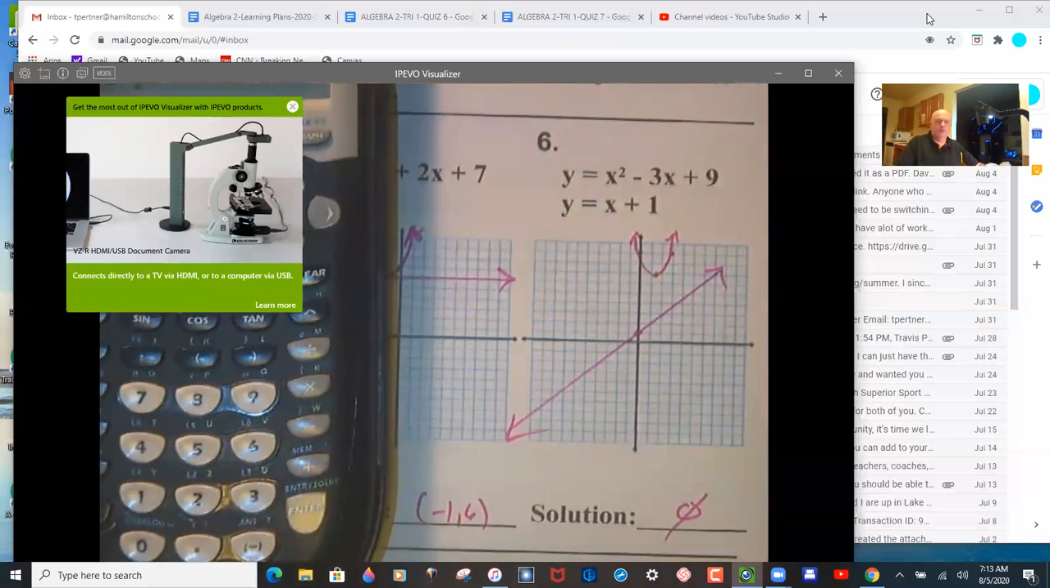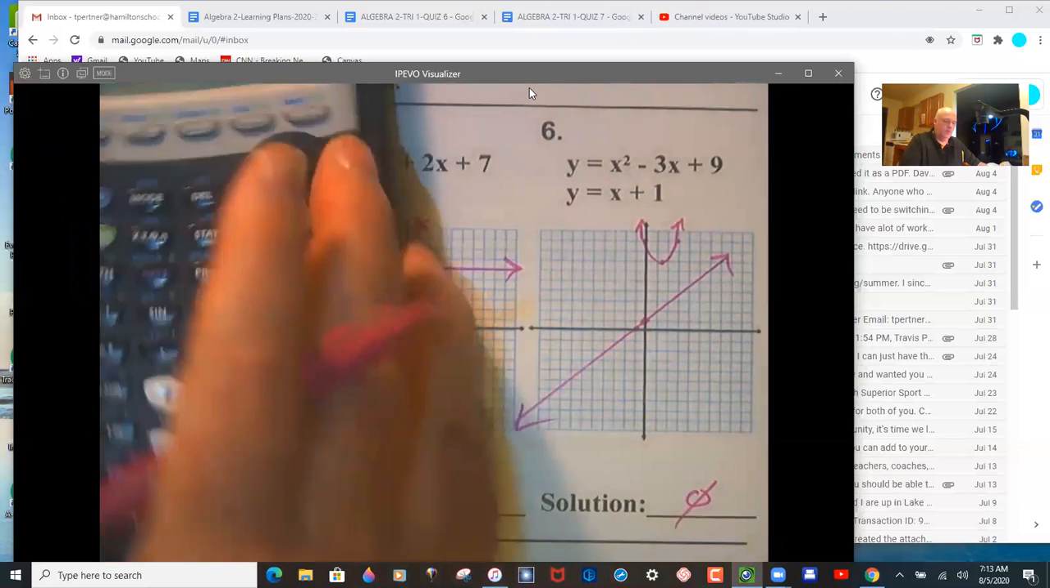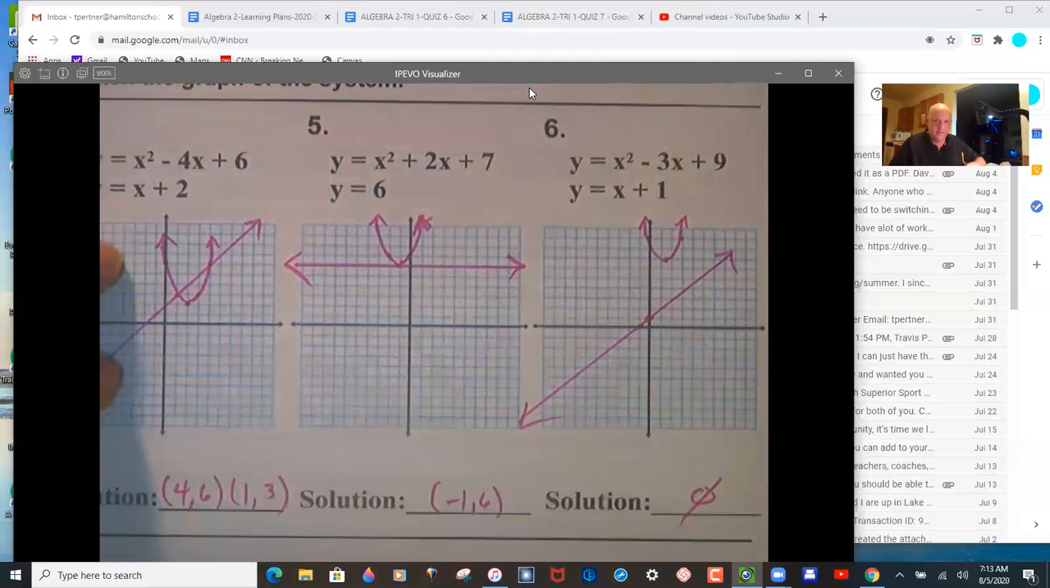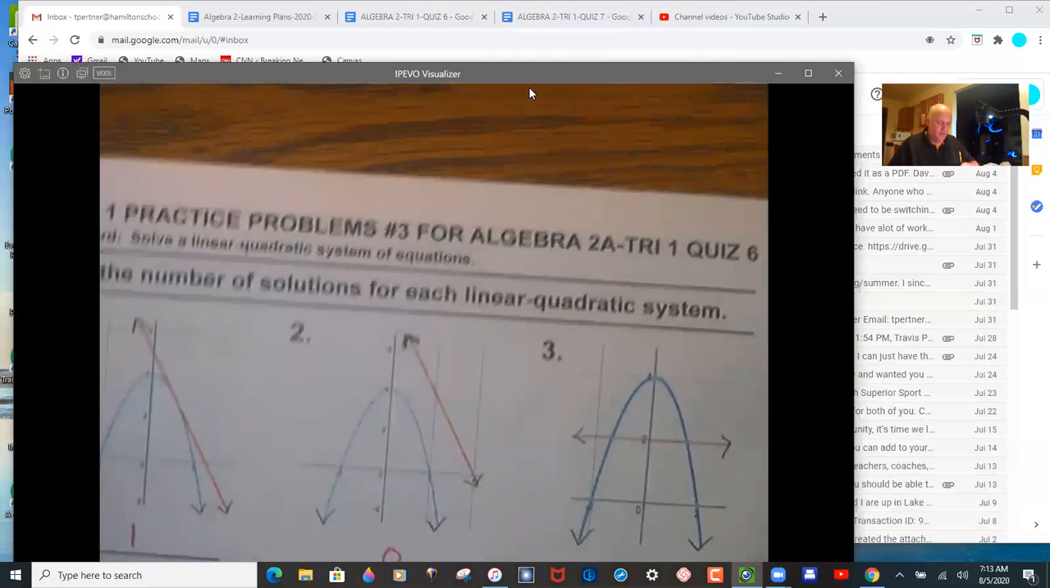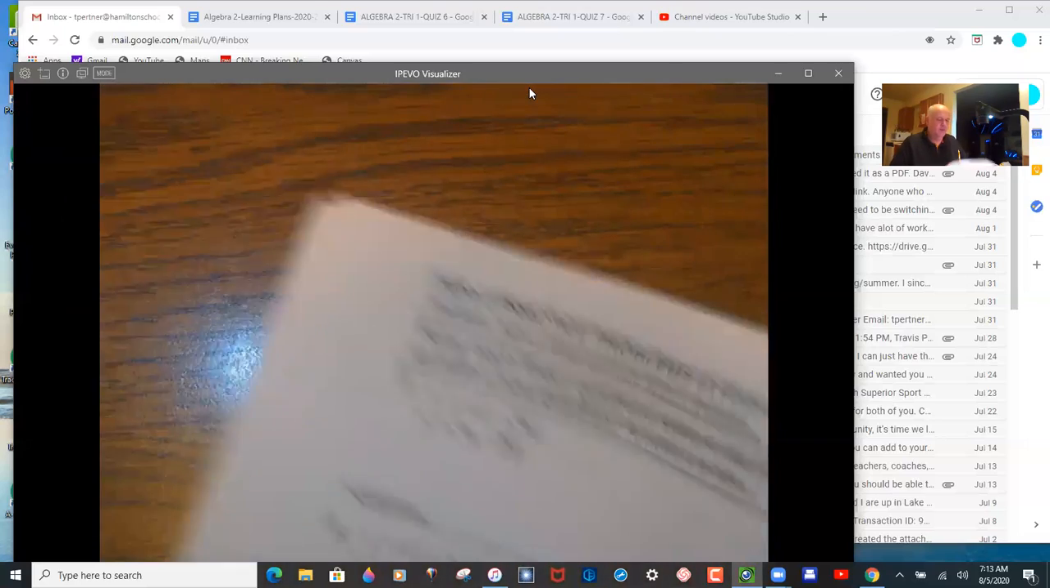Oops, it was off the screen there. Get rid of the scoopy thing. I haven't figured it out. I probably never will. But I need this visualizer to do my online lessons.